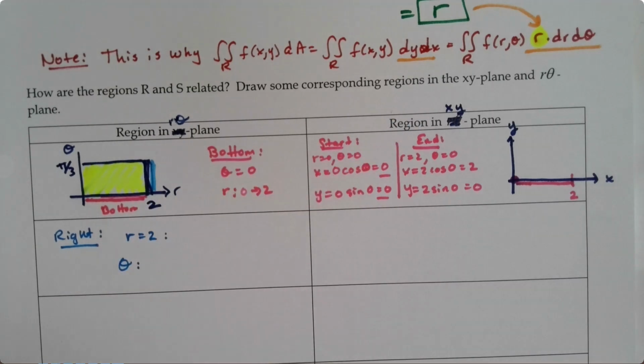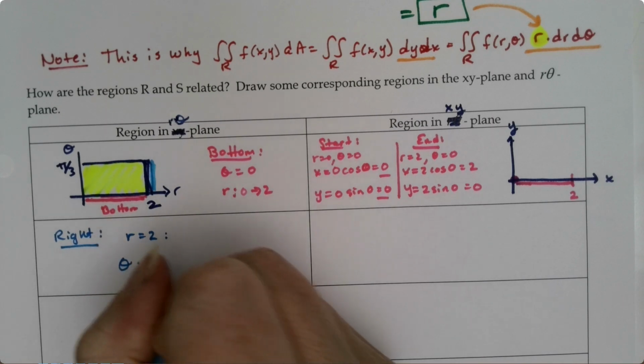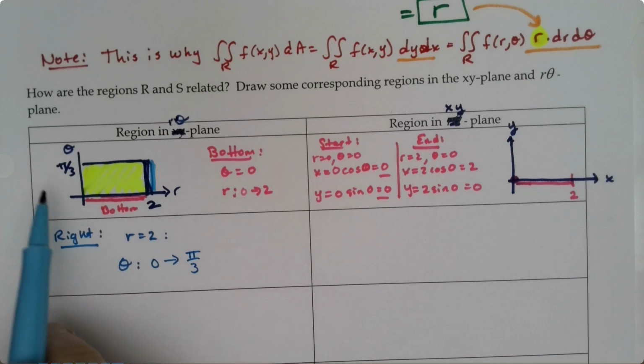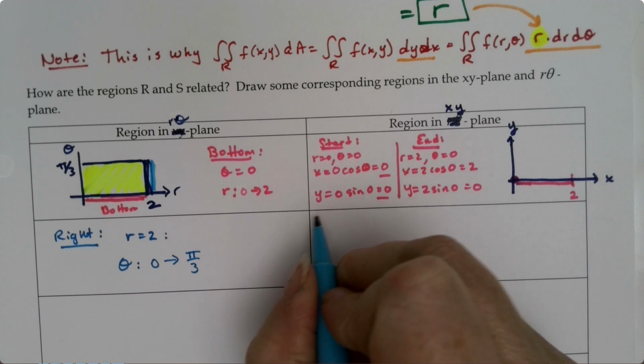So I'm just establishing, right? It could have been anything. I just picked 2 and pi over 3. So 0 to pi over 3. I mean, you could have picked 4 and pi over 7 for all it matters, right? So, okay, now let's translate over here.